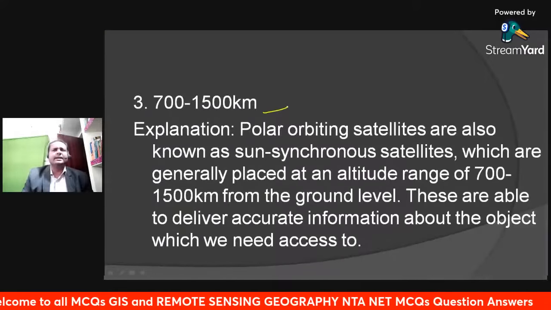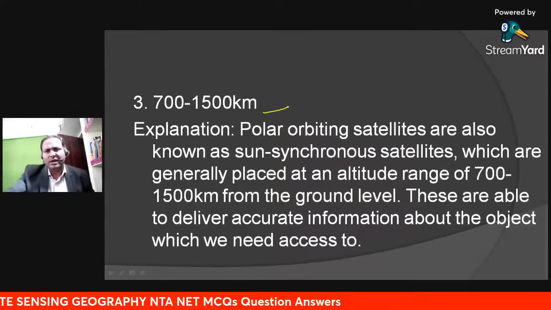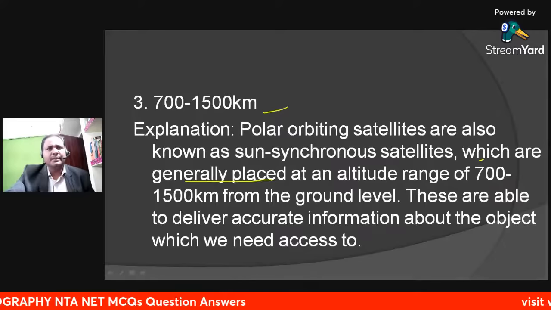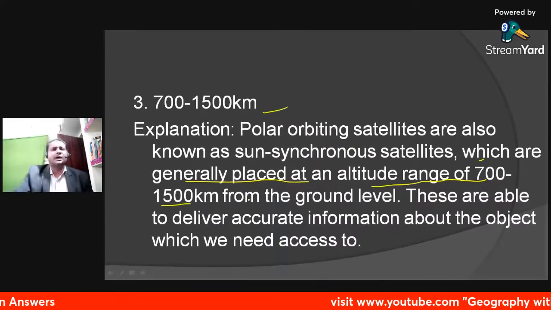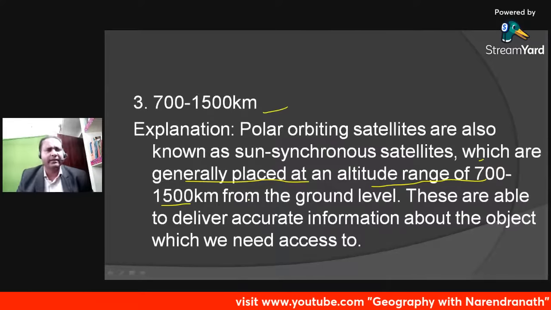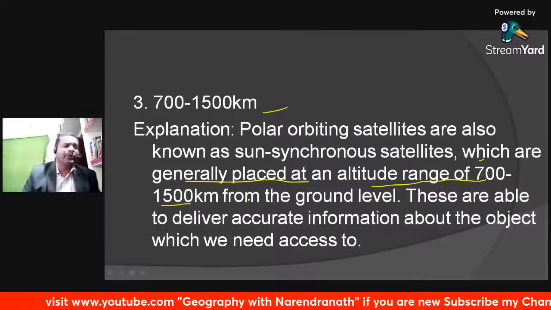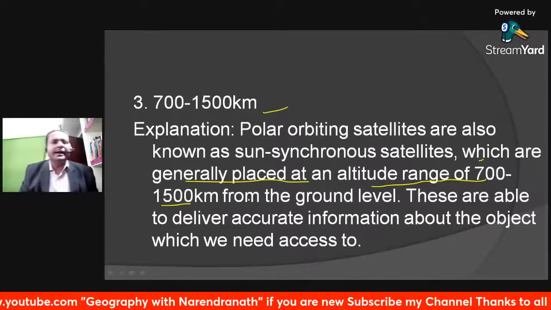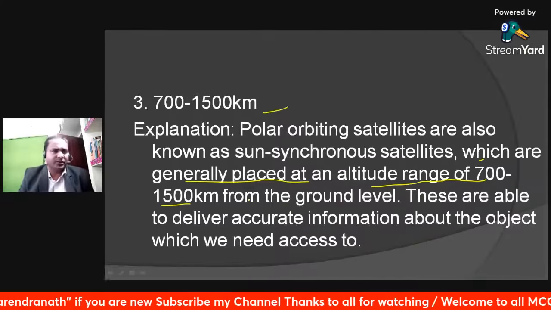Polar orbiting satellites are also known as sun-synchronous satellites, and they are generally placed in the altitude range of 700 to 1500 kilometer from ground level. They are able to deliver accurate information about the objects we need. The right answer is option 3.